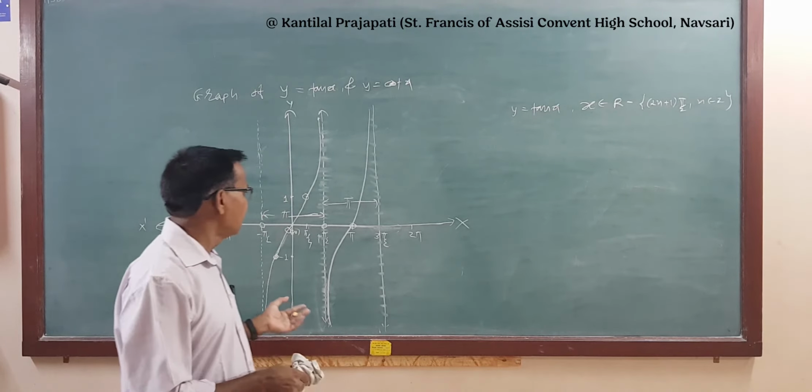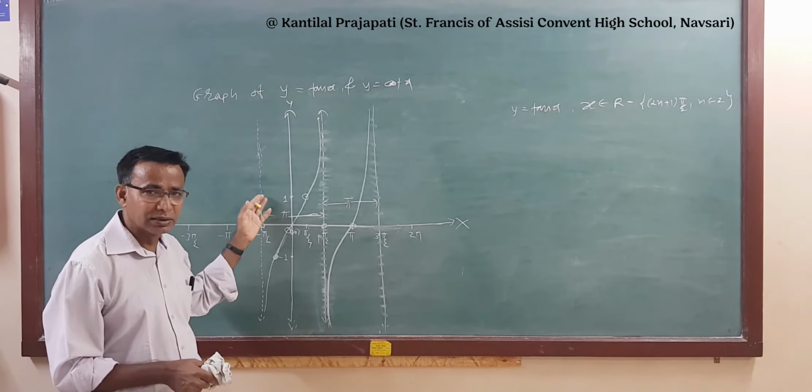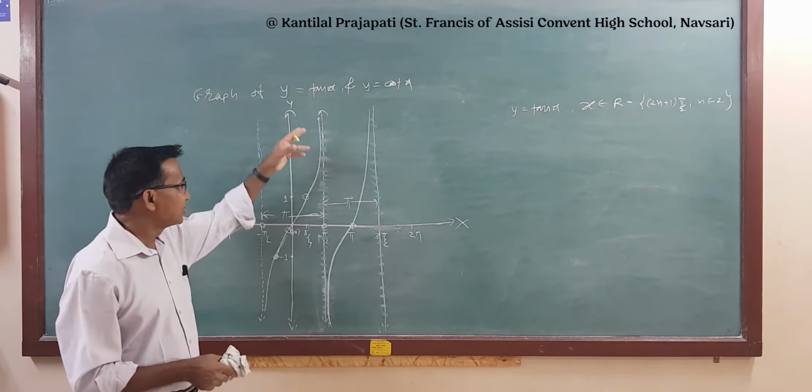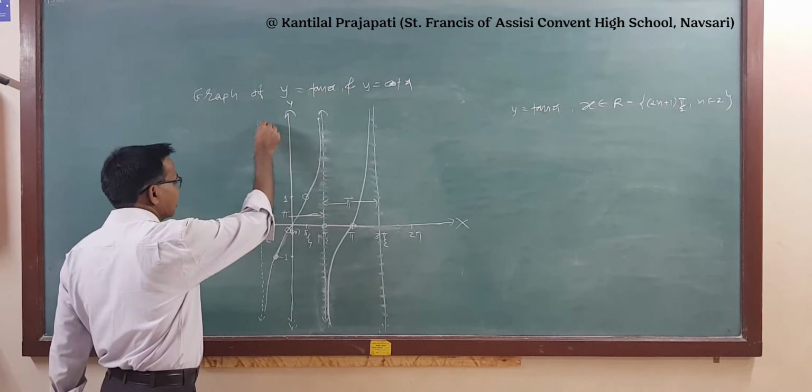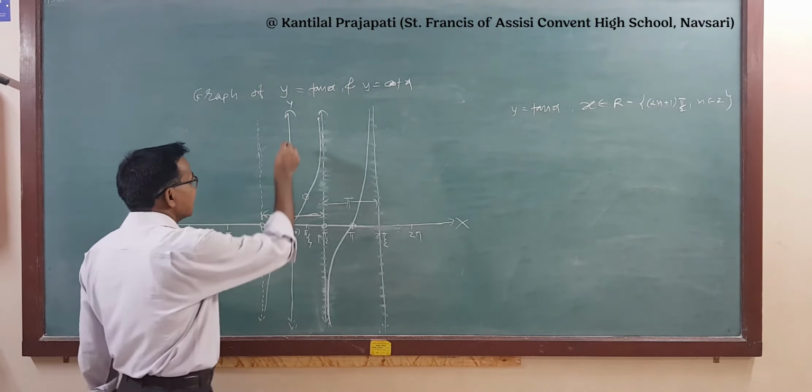Similarly, we can draw the graph of y is equal to cot x. Tan is an increasing function, so cot is a decreasing function. So cot will become, in between 0 and pi, like this.